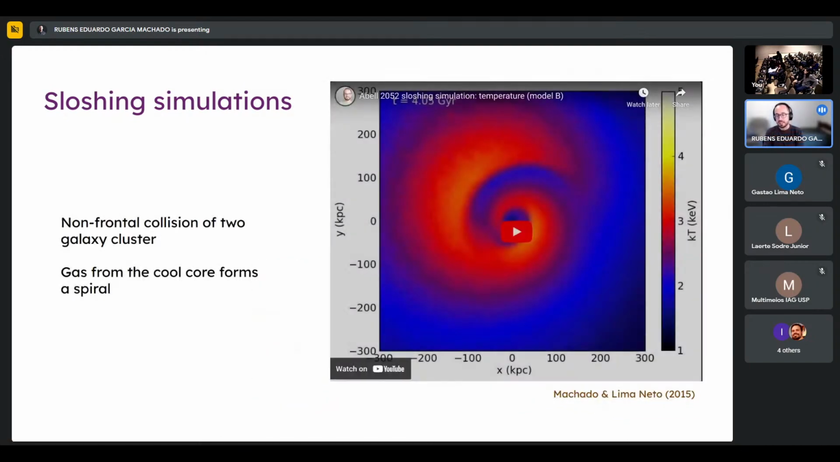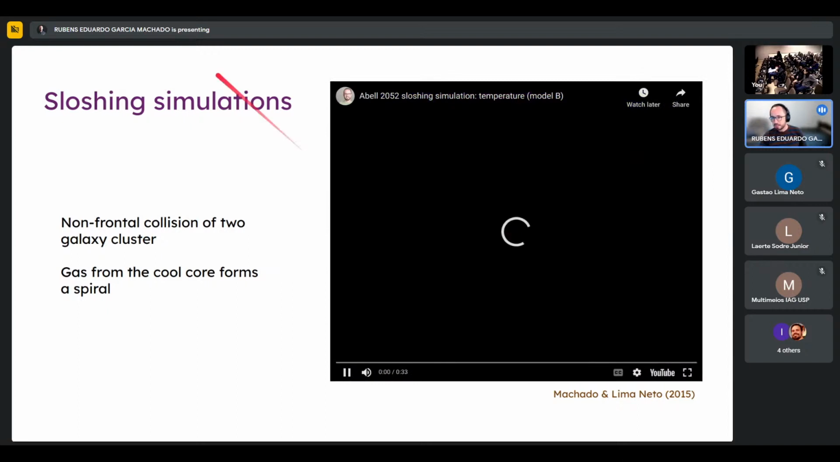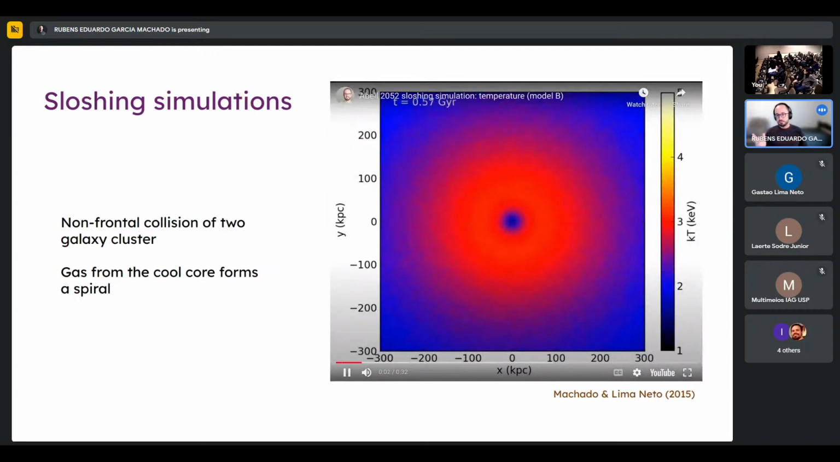And the conditions necessary for the formation of these sloshing spirals are, first, we need to have a cool core in the main cluster. This is the cold, dense gas that is going to be removed from the core. And we need a non-frontal collision. In other words, we have to have a collision in which the perturber encounters the main cluster with an impact parameter. So this video here serves as a generic illustration of the mechanism.